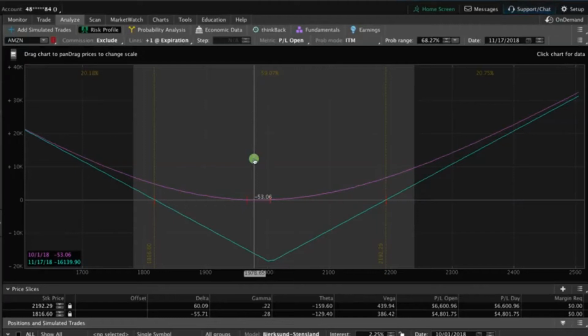So I hope this lesson was helpful in helping you determine when to enter a long strangle versus a long straddle and a short strangle versus a short straddle.